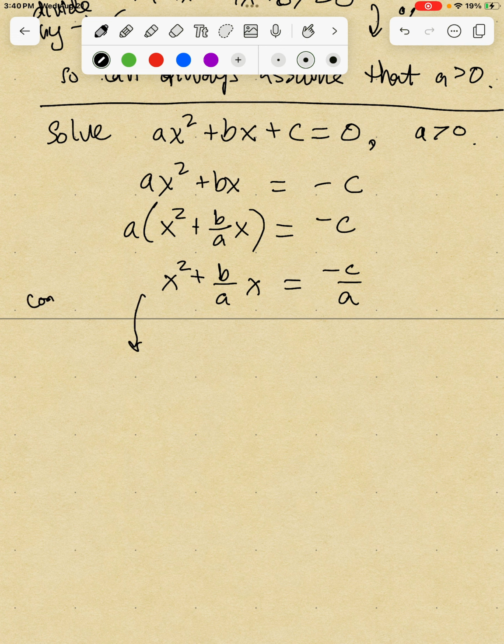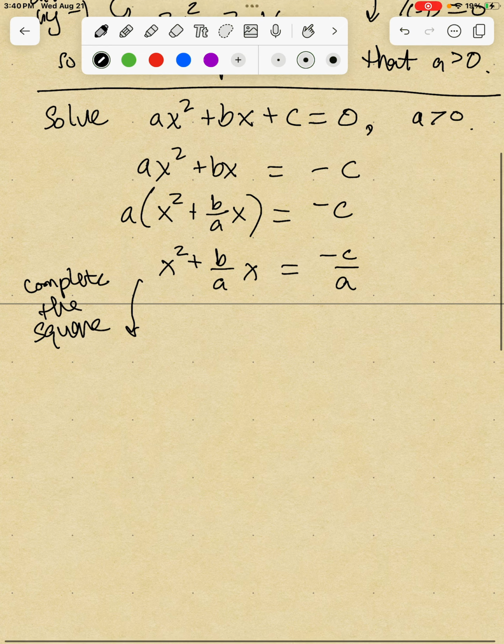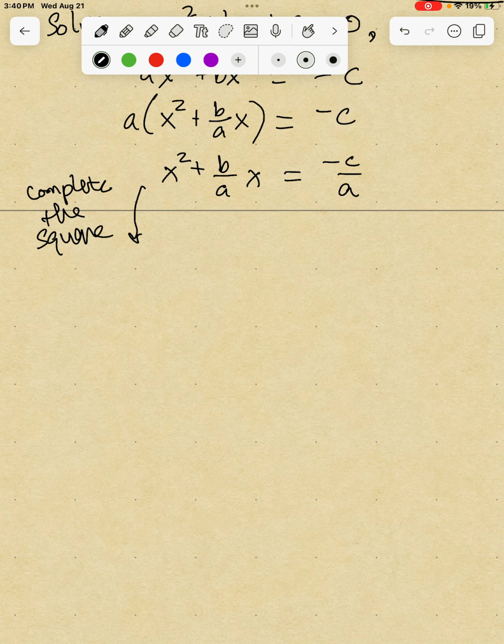I'll do completing the square to this. My coefficient in front of x is b over a. So I take the number that's in front of x, I have this x squared plus a constant times x. I take the constant that's in front of x, I divide it by 2, that leaves me with b over 2a, and then I square it. And when I square it, I get b squared over 4a squared, right?